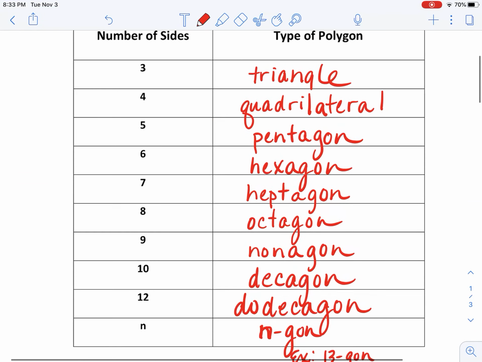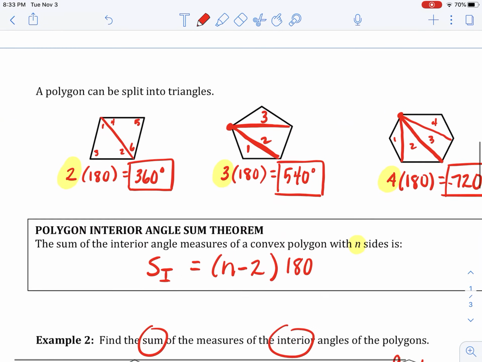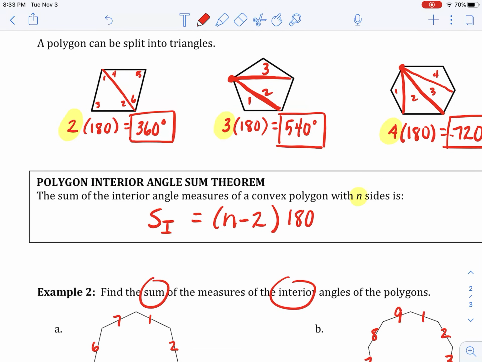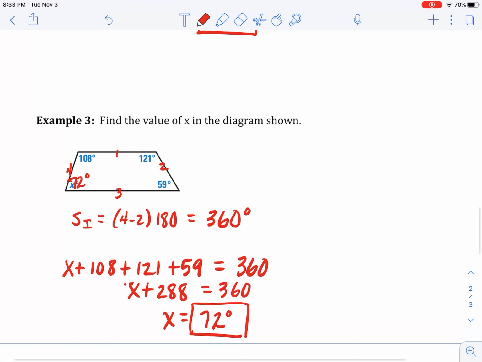Know how to name the shapes that are in this table. Know how to calculate the number of degrees inside by doing the n minus 2 times 180. And sometimes you'll actually have to figure out a missing angle. This one would be a 2-step process. First, figure out what the numbers should add up to, and then add them all up and solve for your x.